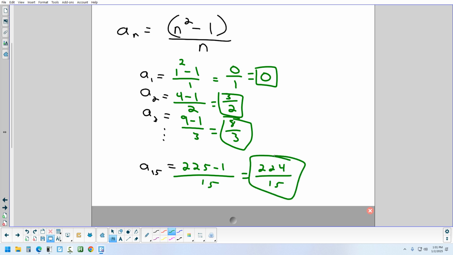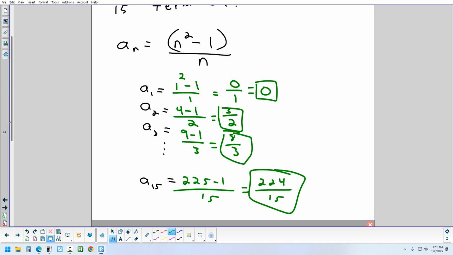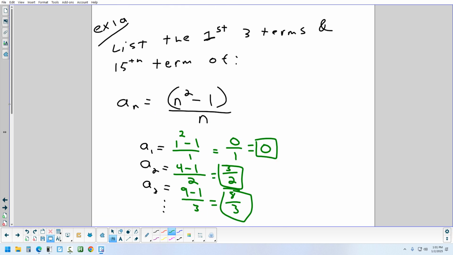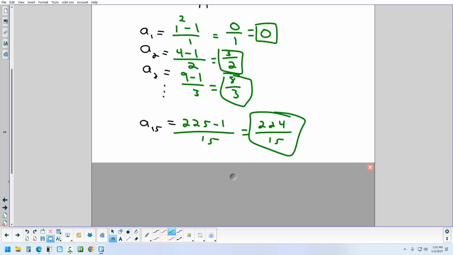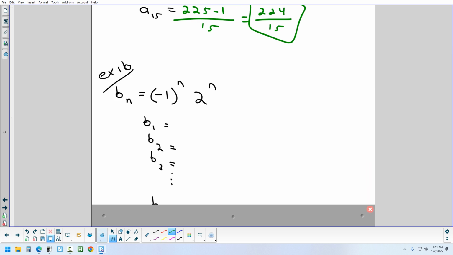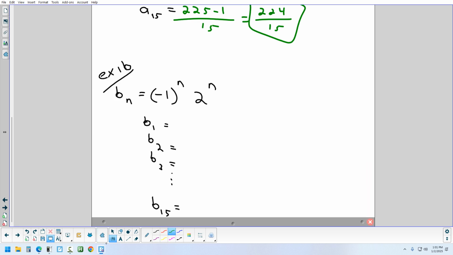If we didn't have that better kind of formula here, we would have had to find the 4th, the 5th, the 6th, 7th, 8th, 9th, 10th, all the way up to the 15th. But we were able to skip it. All right. So any questions on using a formula to list terms in a sequence? That part's pretty straightforward. Let's try the same thing on this one.